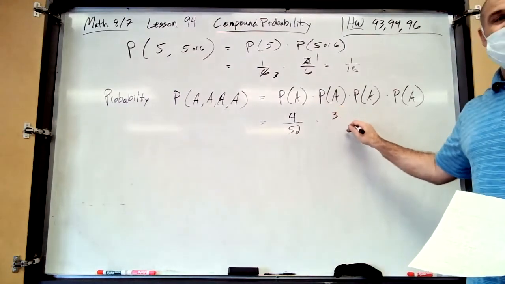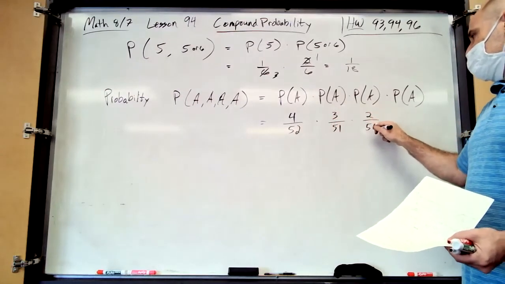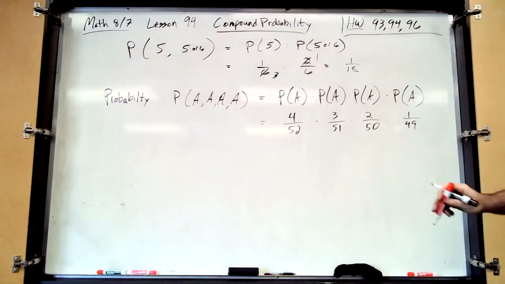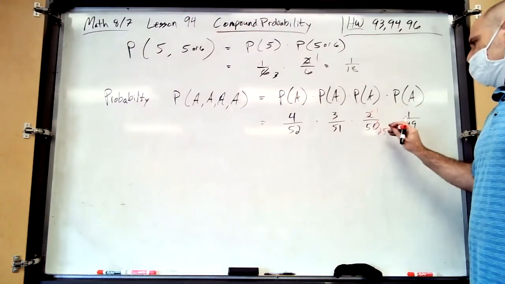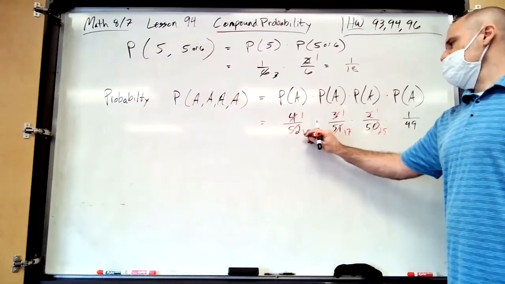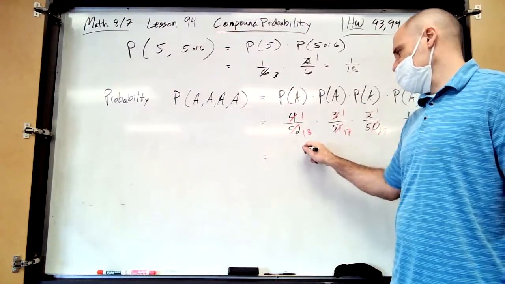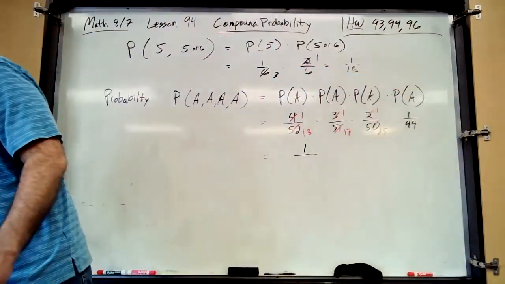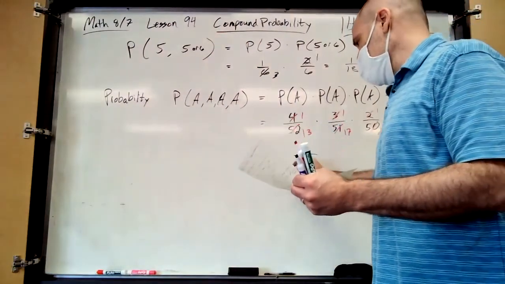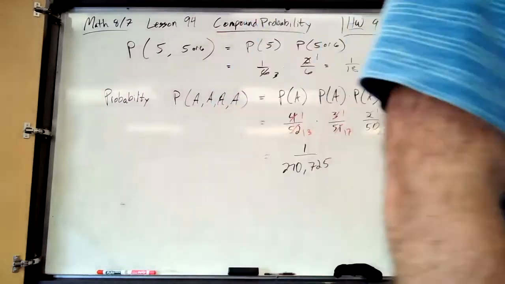Yes, then three. Now there's three left, but how many total cards are left? 51. Now there's two left. Now there's one left. Okay, so I can do a little bit of canceling, get these numbers down a little bit. That's 1/25. This is 1/17. This is 1/13. And everything else cancels on top. So you know what you're left with? Not a good probability is what you're left with. You have a 1 out of 270,725 probability of drawing four aces.